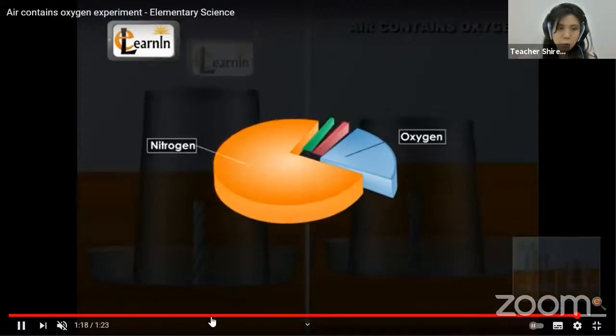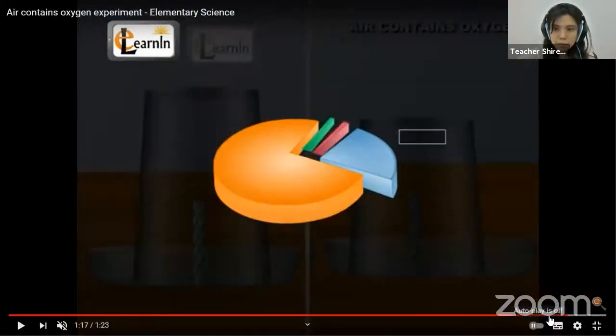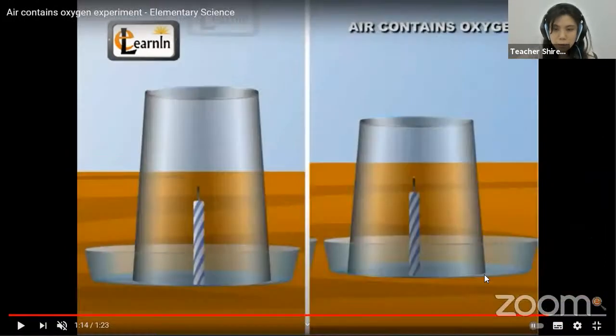When you do a real experiment with the water, teacher, yes, I see the small one, the candle has got this.